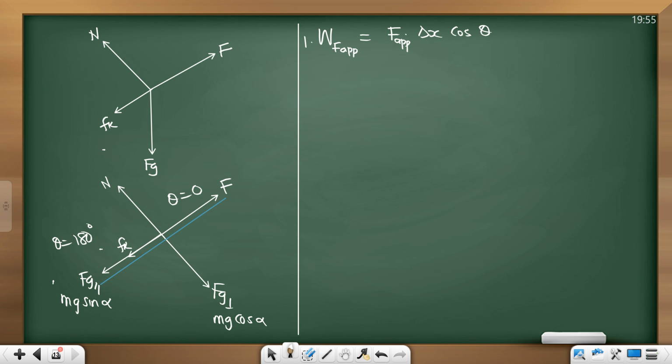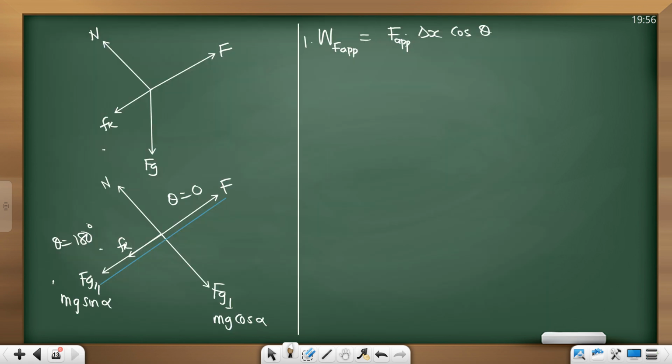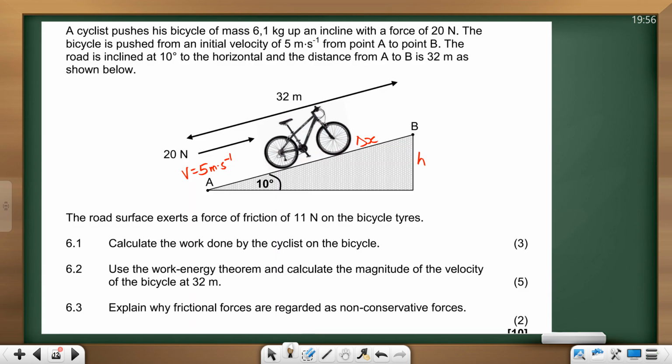Make sense? Hello? Talk to me quickly. You've got 30 seconds to talk to me. Yes? Are you fine? Or you are just saying you're good? Okay, what is my force applied? Do we have it? 20 newtons. Beautiful. So what do I have? 20. What is my displacement? Go back. 32 meters.